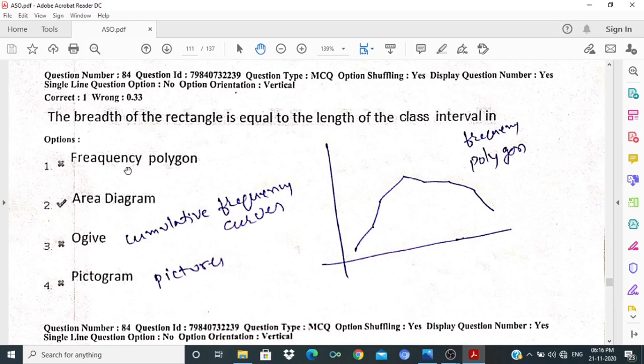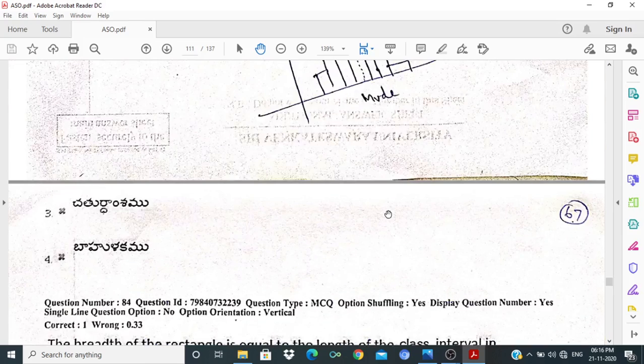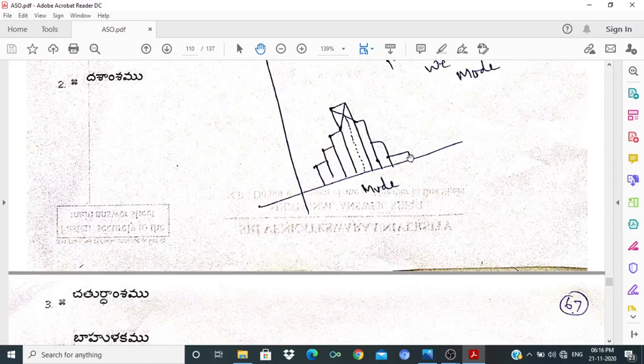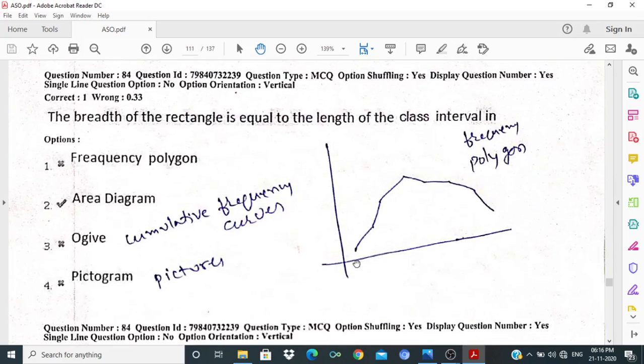Frequency polygon is this. This is the frequency polygon. In the histogram, the middle points are joined with straight lines, and we get the frequency polygon curve. Pictogram is about pictures. Ogive is the cumulative frequency curve. Cumulative frequency curves are called ogive curves.